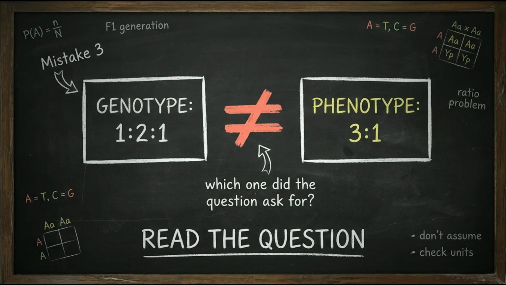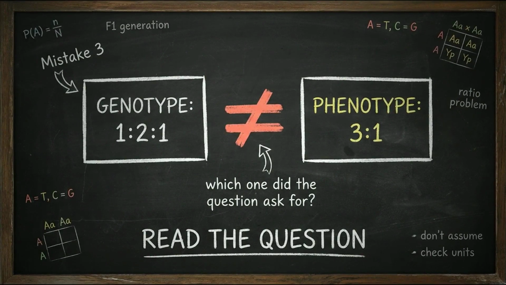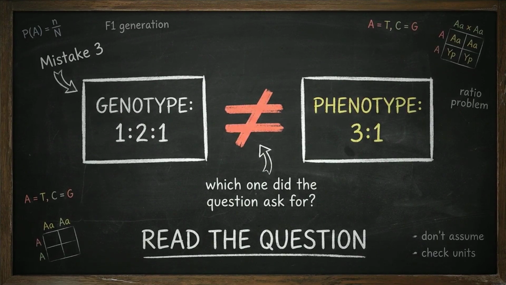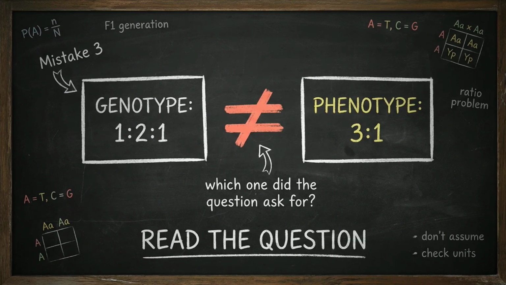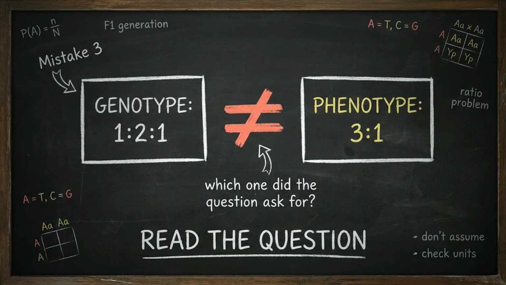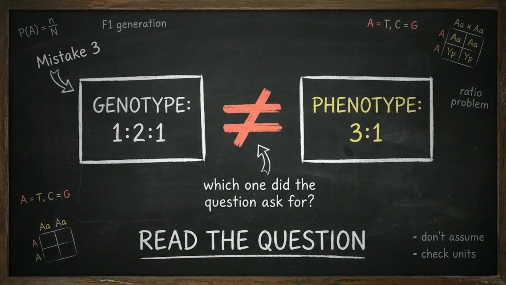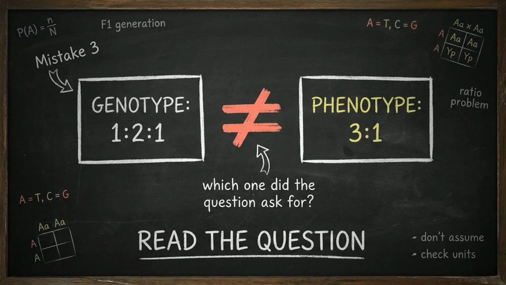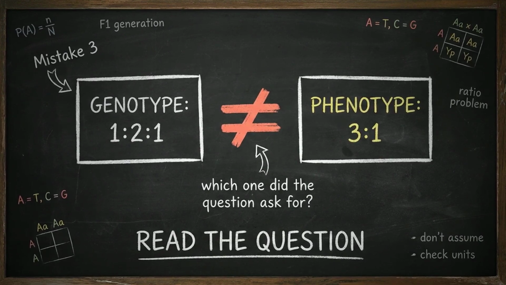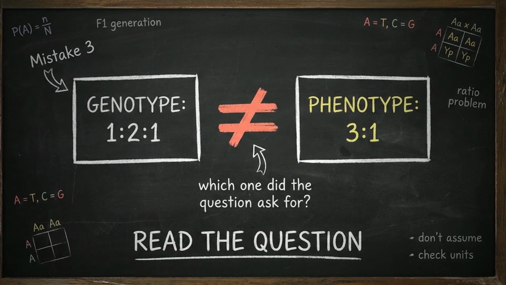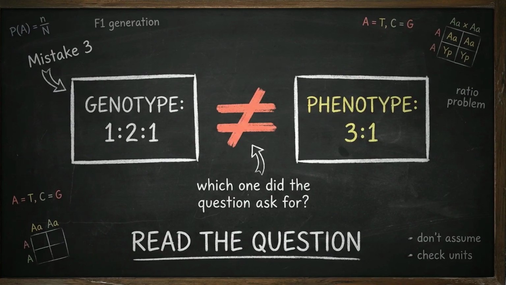Mistake 3. Mixing up genotype ratio and phenotype ratio. For a Bb times Bb cross, the genotype ratio is 1 to 2 to 1. The phenotype ratio is 3 to 1. They are not the same number. Read the question carefully. Know which ratio it is asking for before you start counting.